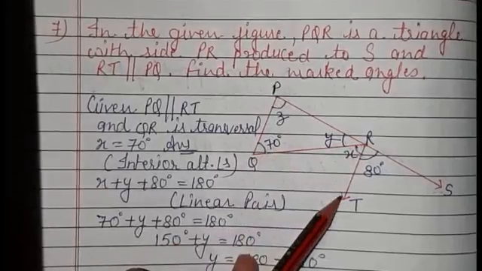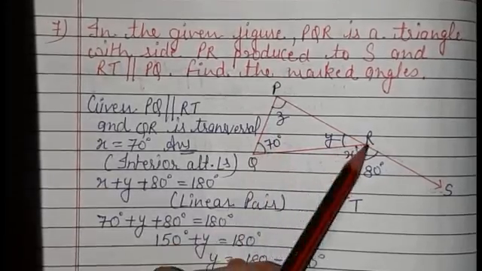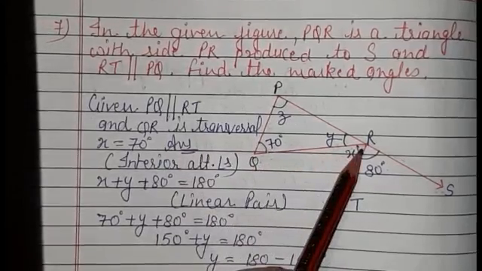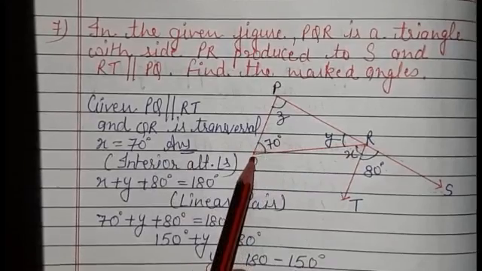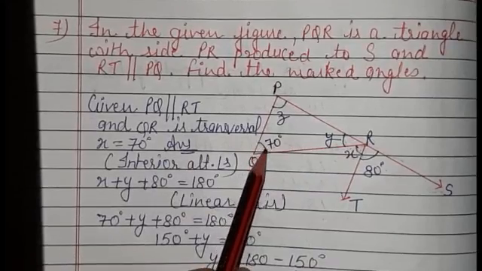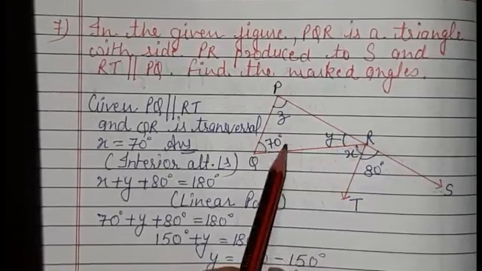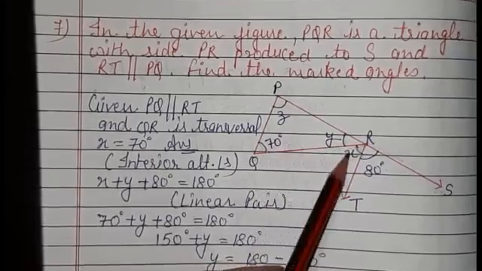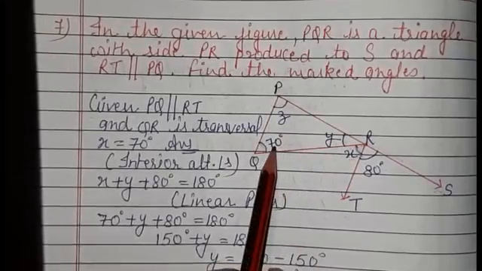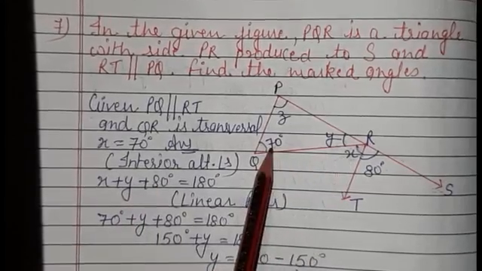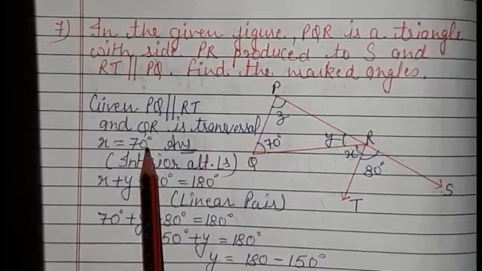PQ parallel to RT. So that means QR will be a transversal. If QR is a transversal, so angle 70 degrees is equal to angle X. Why? These are alternate interior angles. Clear? So X is equal to 70 degrees.